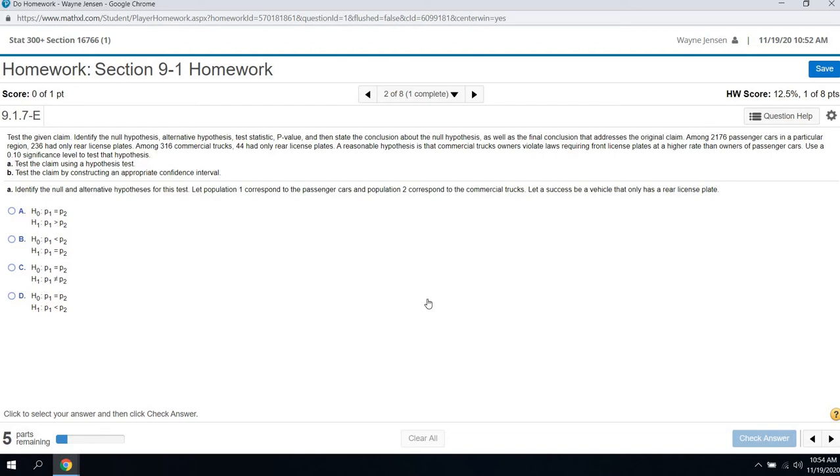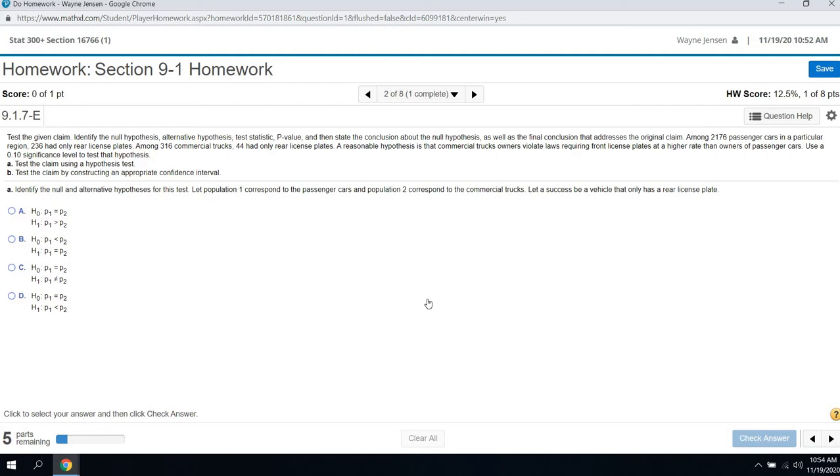So they're claiming that the commercial trucks, is that the first one they're talking about? No, it's actually the second one. Okay. Use a 0.10 significance level to test the hypothesis. Test the claim using a hypothesis test. That's part A. Now look at part B.